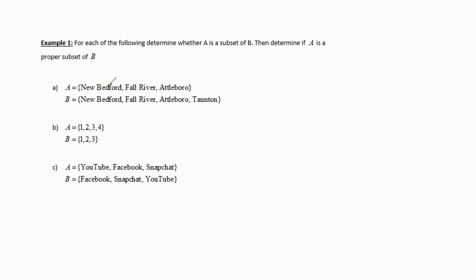So set A is the set New Bedford, Fall River, Attleboro. Set B is New Bedford, Fall River, Attleboro, Taunton. So New Bedford is in B, Fall River is in, and Attleboro is in. Therefore, A is a subset of B. Is A a proper subset of B? Only if the sets are not equal. So if we look at A and B, A is a subset of B, and they're not equal because B has Taunton. So A is a proper subset of B.